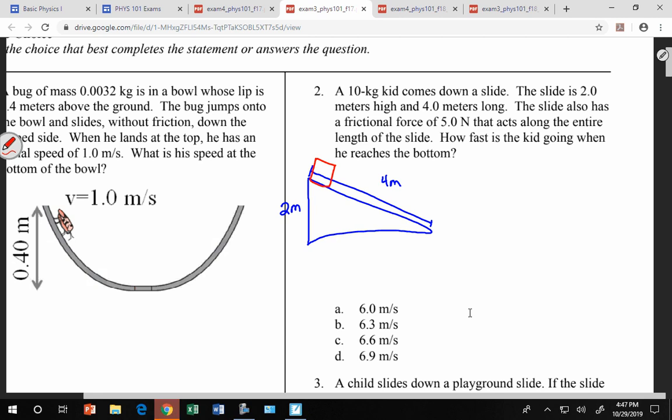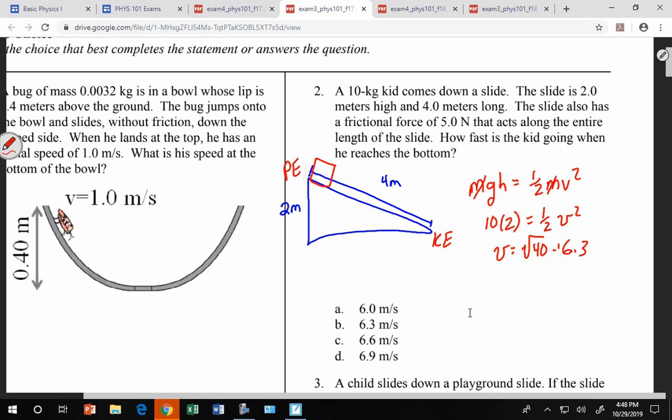So up here he has potential energy. Down at the bottom he only has kinetic energy. Now if there was no friction, it would be mgh equals 1/2 mv squared, and we could figure out his speed. You don't have to write this down, but you could say g times 2 equals 1/2 v squared. And so v would be the square root of 40, or 6.3.